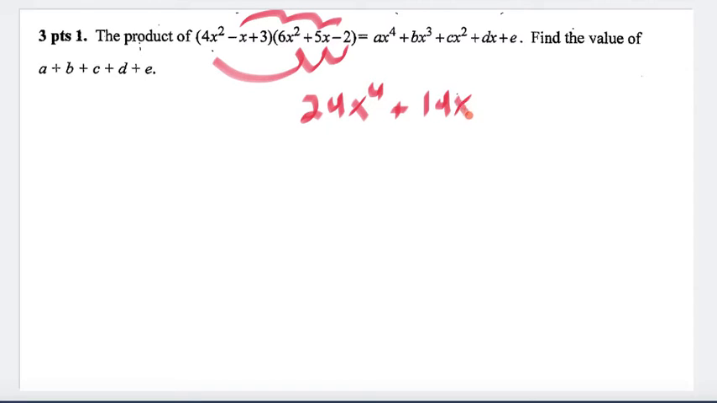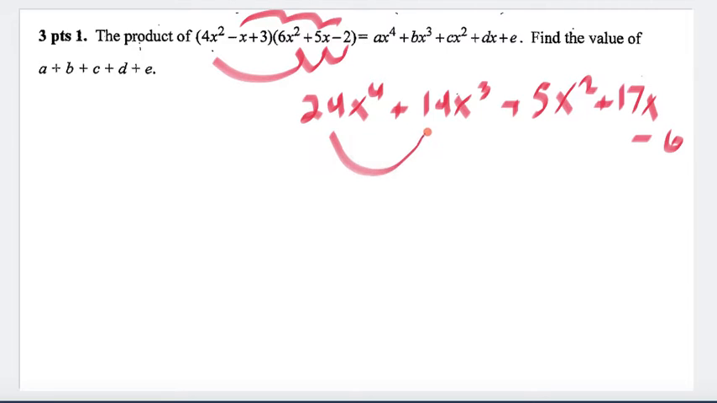24x to the fourth, 14x cubed. I guess I could have told you to pause, and you could have figured it out yourself and then see if you matched the right answer. 5x squared, 17x minus 6. But the question is, find the value of a plus b plus c plus d plus e.